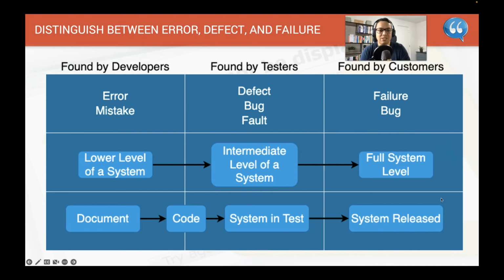Again, this is the same thing, but it's just in a table, so you know the phases. So error and mistake is found by developers. They can overlap with testers as well if the testers get involved in the code. And the defect and bug fault is what testers find at the intermediate level of the system, when the system is in test. But developers as well can come across this while they are coding.